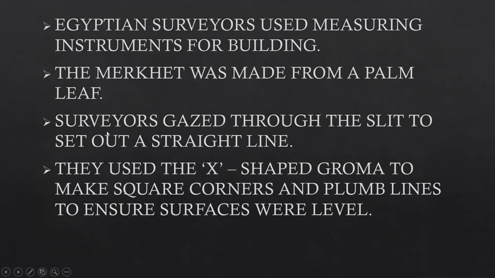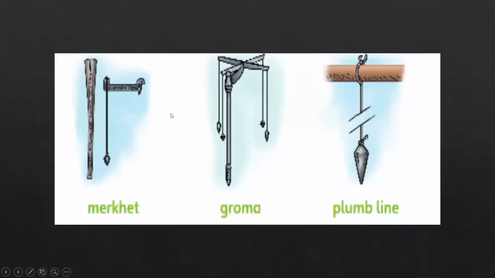The merkhet was like the measurement instrument, and the surveyors gazed through the slit to set out a straight line. So the merkhet was made as a measuring instrument to see how far something was, or to measure something in a distance. They used the X-shaped groma to make square corners and plumb lines to ensure surfaces were level, because this was also very important to building structures. So there is a merkhet, a groma, and then the plumb line to measure if something was straight down or if something was lying level on the surface.